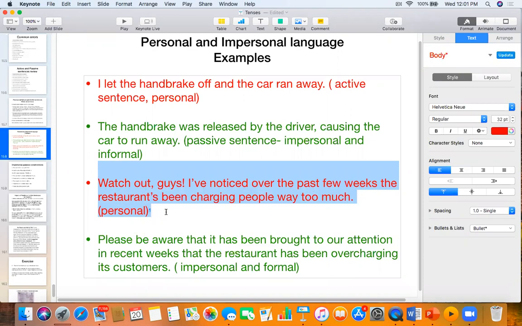Watch out, guys. I have noticed over the past few weeks, the restaurant's been charging people way too much. Watch out, guys. I have noticed over the past few weeks, the restaurant's been charging people way too much.